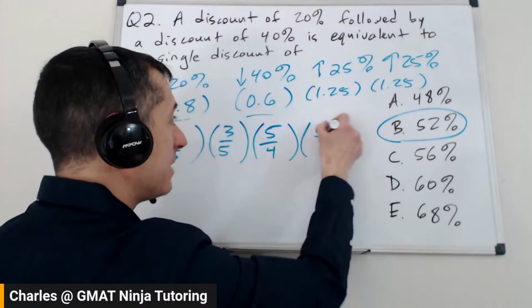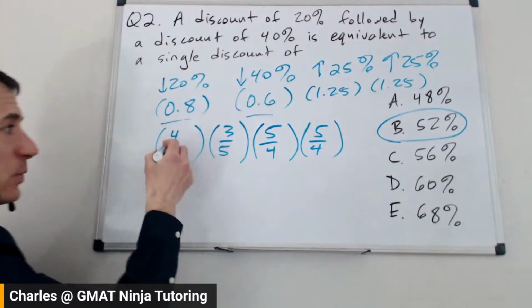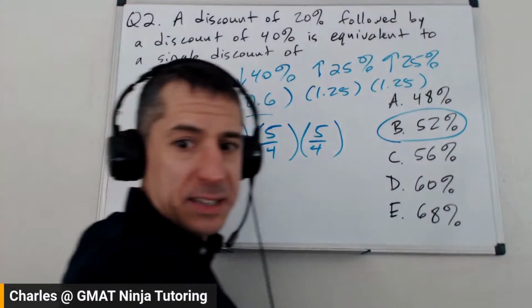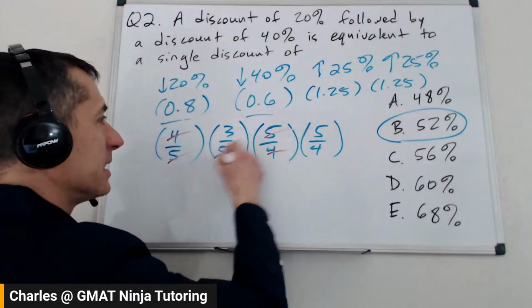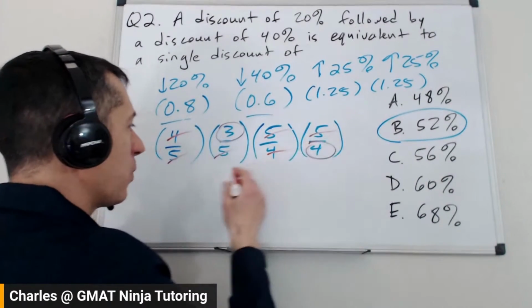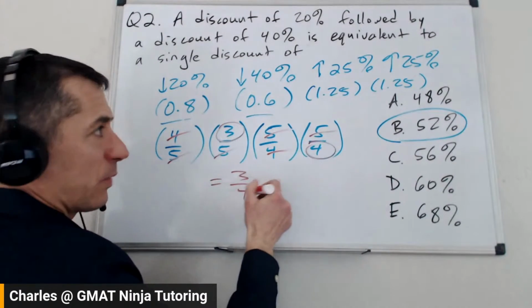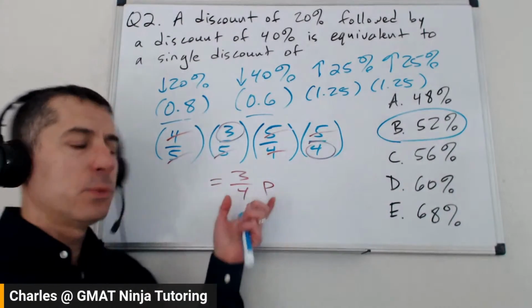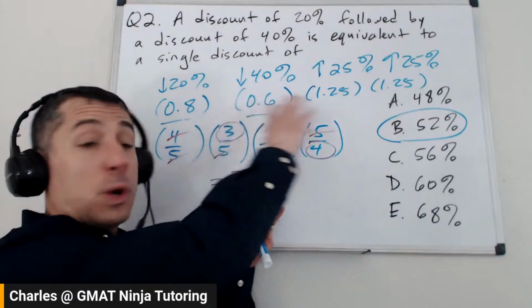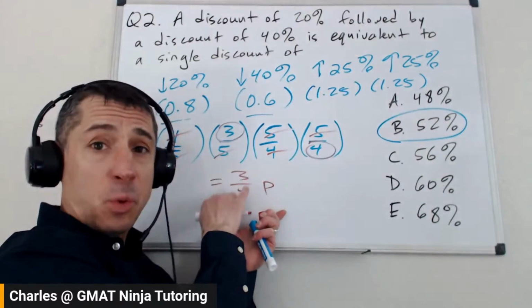And then we'll do it again. And guess what happens? A whole bunch of stuff cancels out. So our 4s are gone. These 5s are gone. These 5s are gone. We're just left with 3/4. Again, if you want that P in there times the original price, we've just gone down by 25%. 4 changes, and it's a really simple one in the end.